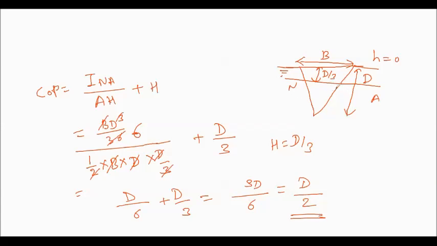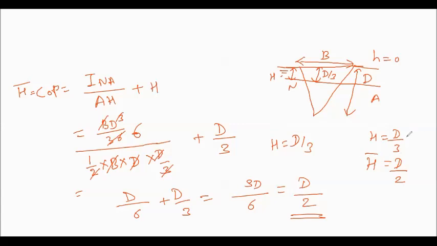So what I want to discuss here, you can see in this case the centroidal location we are calling h. H is d by 3, but you can see the center of pressure we will call h bar. So that h bar will be coming at d by 2.